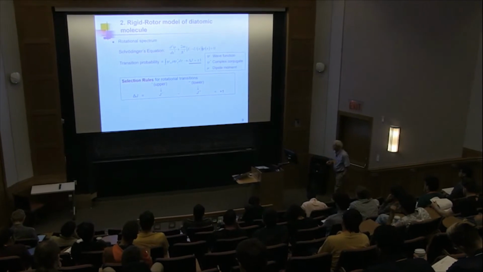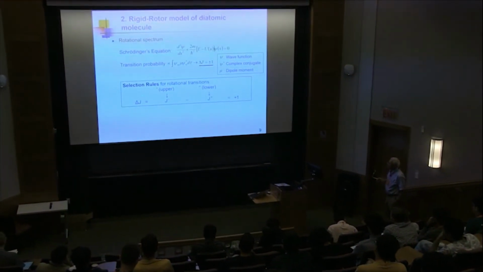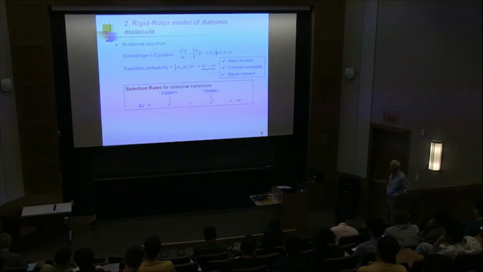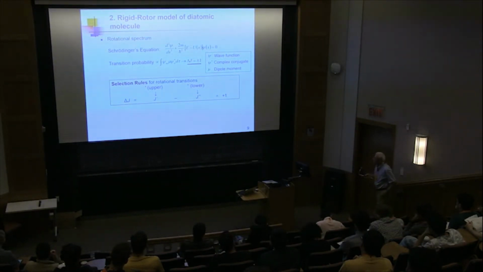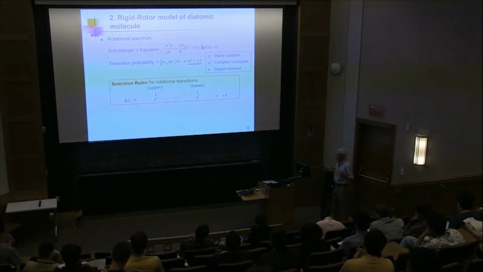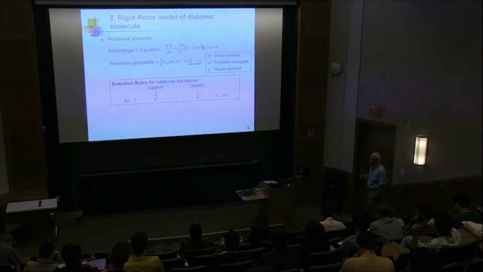Okay, now, so what's the result? Quantum mechanics tells us for my rigid rotor that delta J, which is always upper minus lower. So if it's absorption, it goes from lower to upper. If it's emission, it goes from upper to lower. But delta J is always 1. The literature is not uniform on this, but this is the way I like to do it. It's simpler this way. Okay, selection rule is 1.